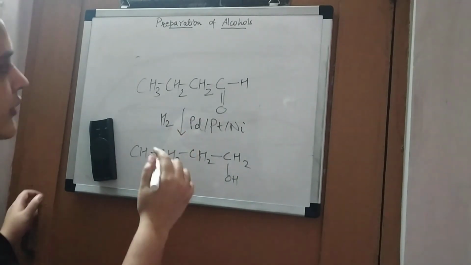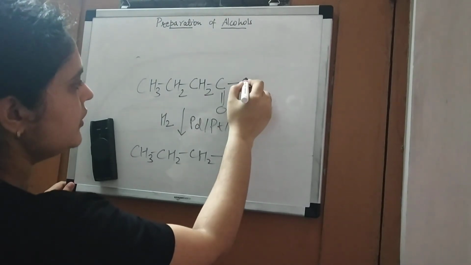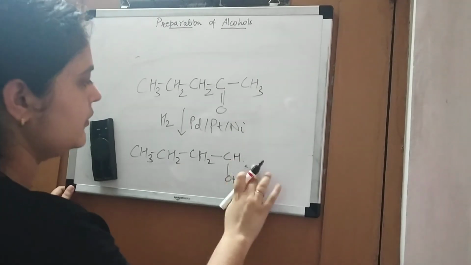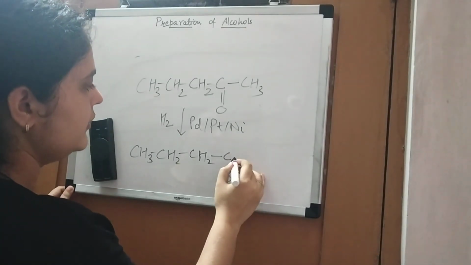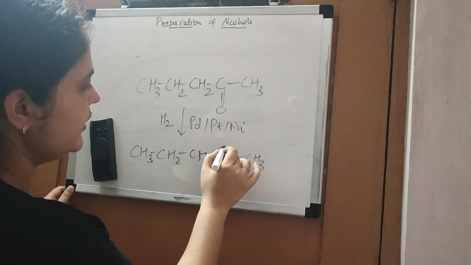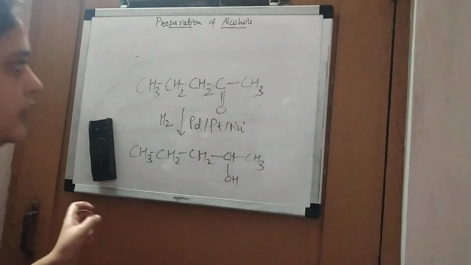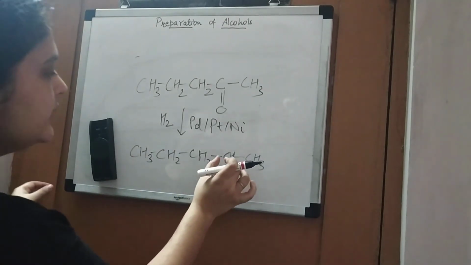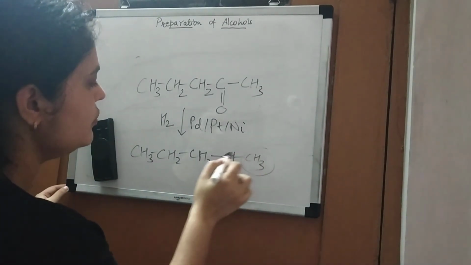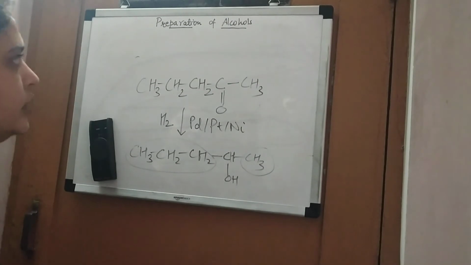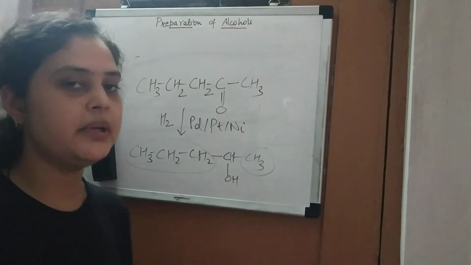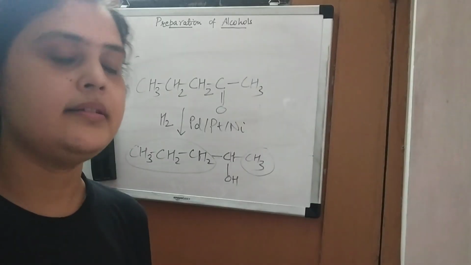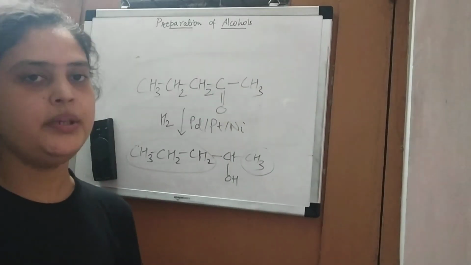And if instead it was a ketone, then what will you get? Then one hydrogen atom will be here. So this is a secondary alcohol because this carbon atom is attached to two alkyl groups. So this is how we prepare alcohols from aldehydes and ketones and carboxylic acid and ester. I hope you got this topic. Thank you.